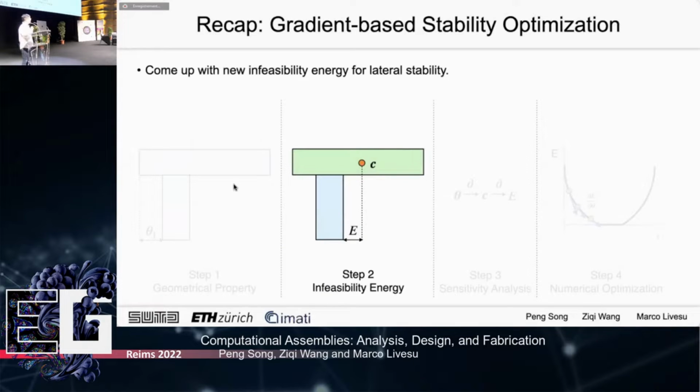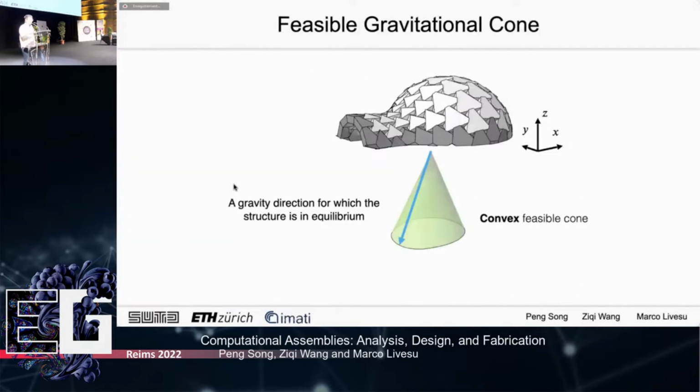Still, let's go back to the template of our workflow. The most important part is how to formulate the infeasibility energy that can be used for lateral stability. Here, because tilting the ground is equivalent to tilting the gravity direction, we can use a cone to represent the tilt stability. Each vector inside this cone is a gravity direction for which this igloo is in equilibrium.